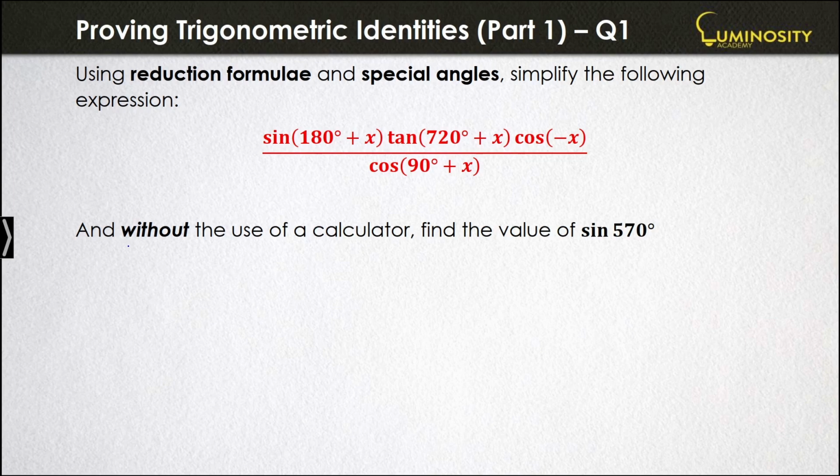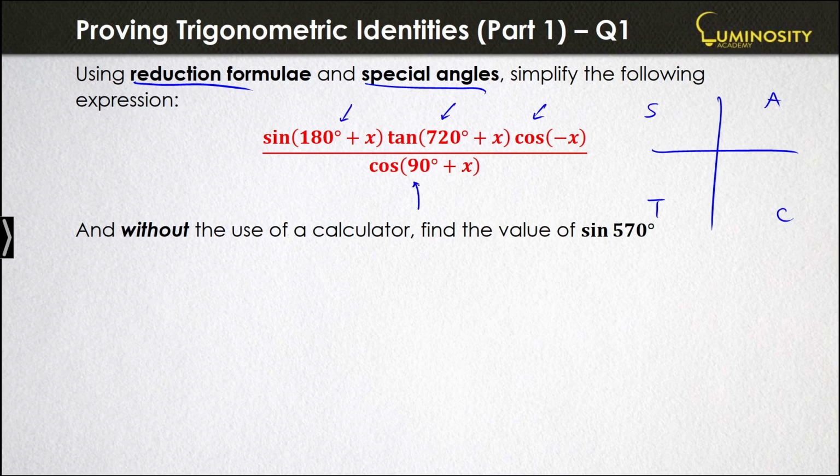Let's have a look at question 1. Using reduction formulae and special angles, simplify the following expression. Okay, so I'm going to get my CAST diagram up and ready. And let's isolate each individual trigonometric term and try to simplify it as far as we can.